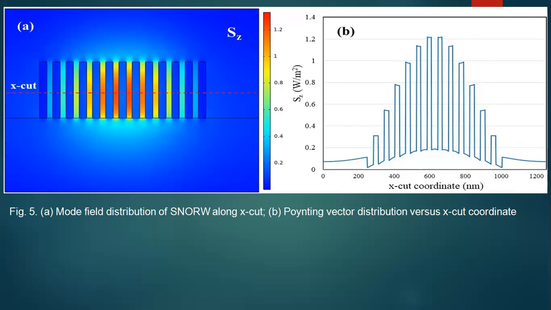And upon taking the Poynting vector distribution versus the x-cut coordinate, we see that a graph has been obtained in the shape of a Gaussian curve. Unlike a Gaussian curve, it is not smooth. There are bars that indicate regions of highs and lows for the Poynting vector value. These bars are there because of boundary changes.